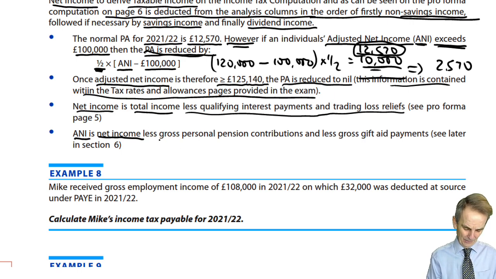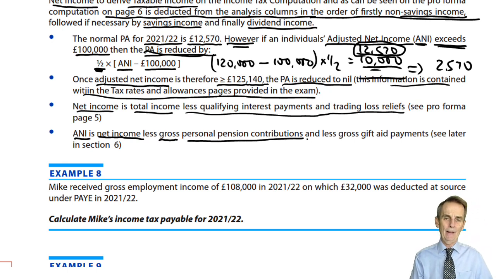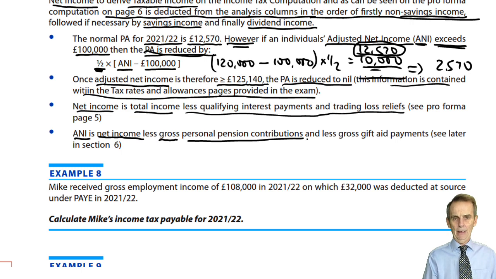And these are the gross amount of personal pension contributions paid by the taxpayer in the tax year. Now again, you don't have to worry about this at this point. Very soon you will, when we get to section 6. That's where we'll bring it in. But at this point, if we saw that we had gross personal pension contributions of £5,000, you deduct it from whatever net income you had.